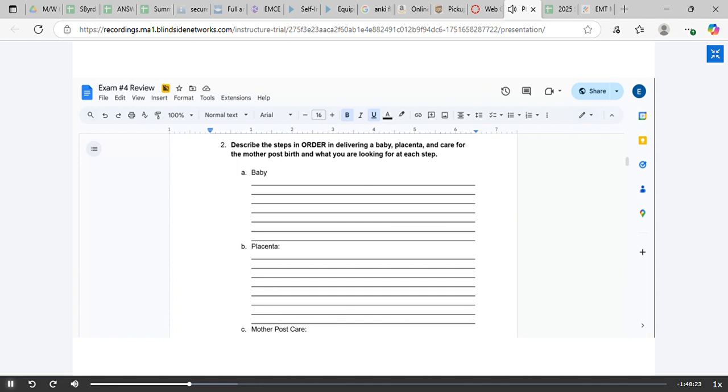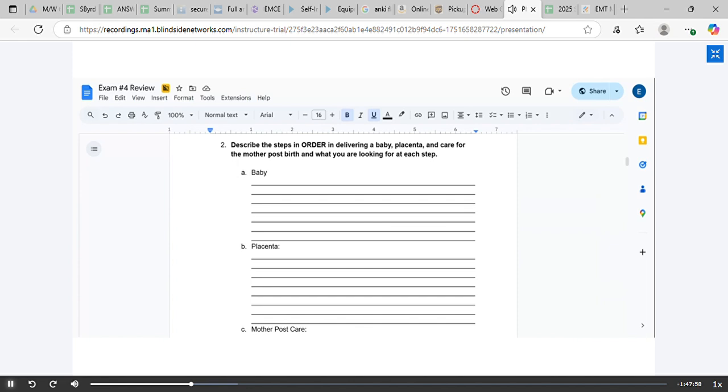So when they first come out, they're going to be covered in that, and they're going to have the fluid and all that kind of stuff. So we need to dry them off. That's step one, right? Dry them off, and then start to keep them warm. As we are drying them, we are stimulating them, okay? And that's going to help them breathe. So dry them off, wrap them in a blanket, hand them over to mom, okay?